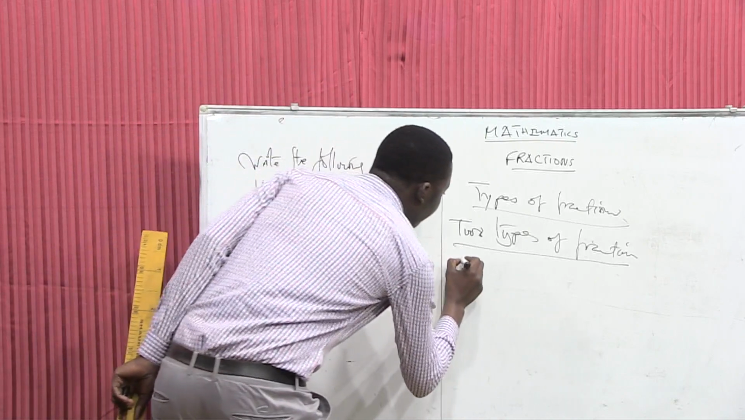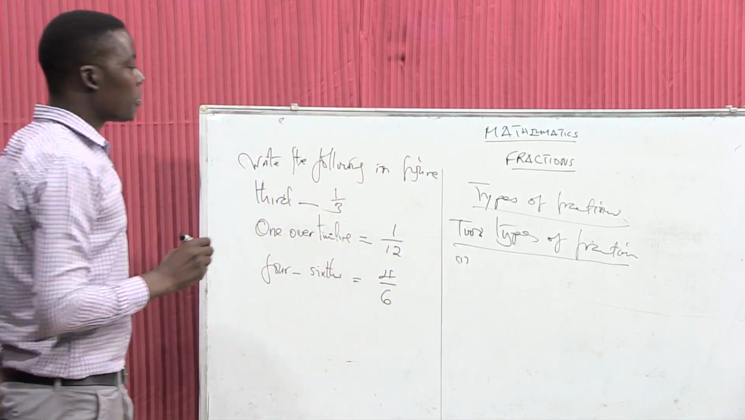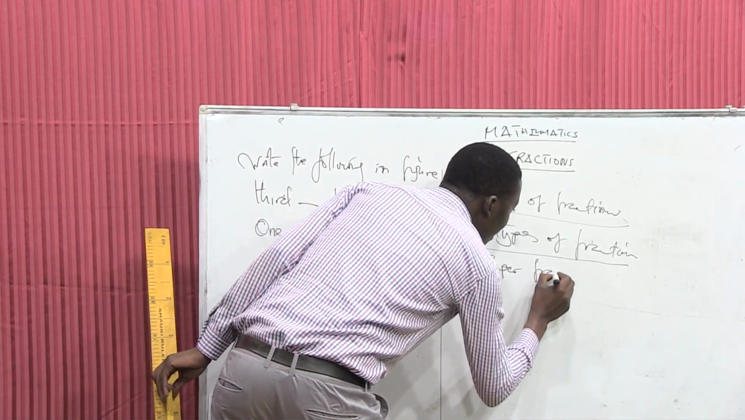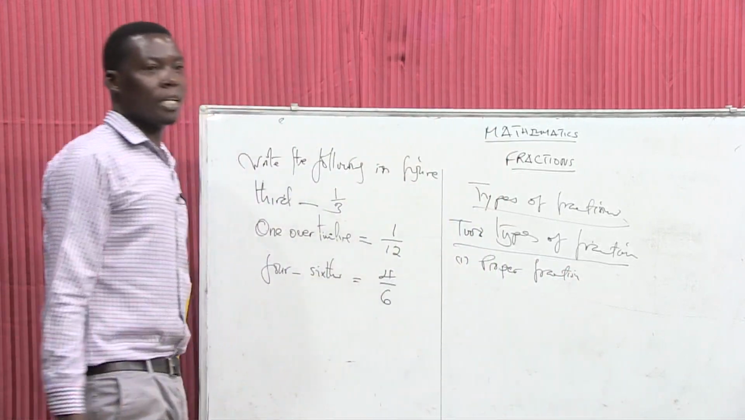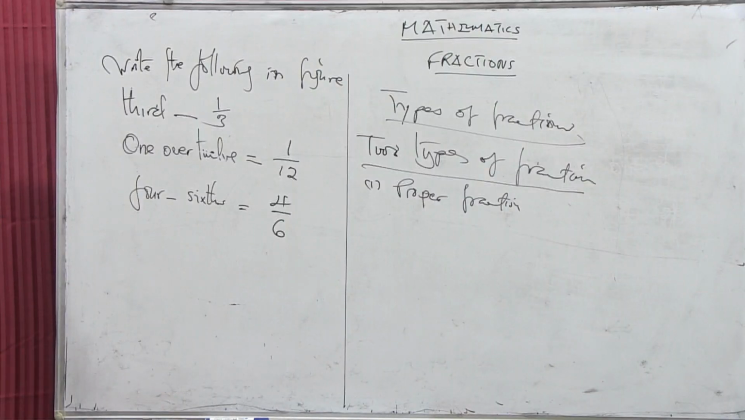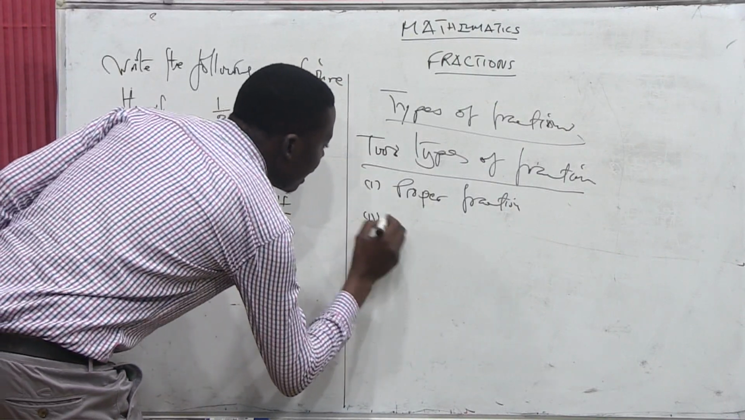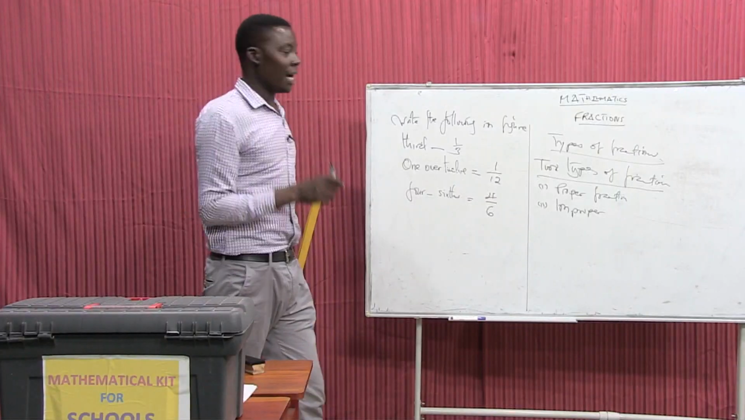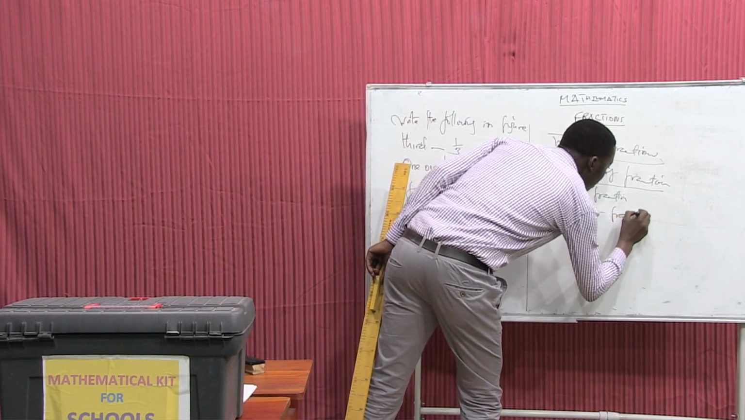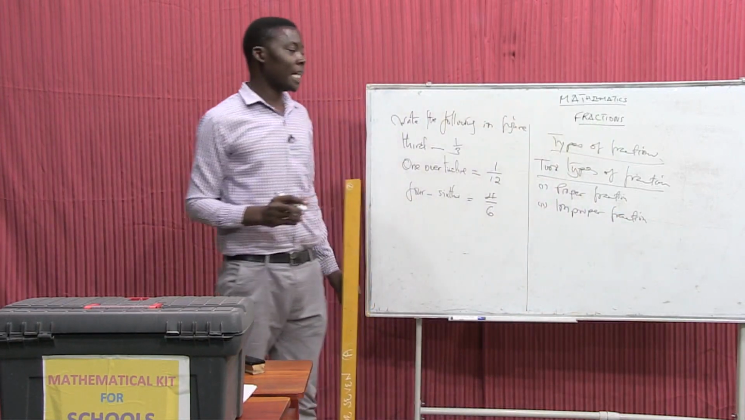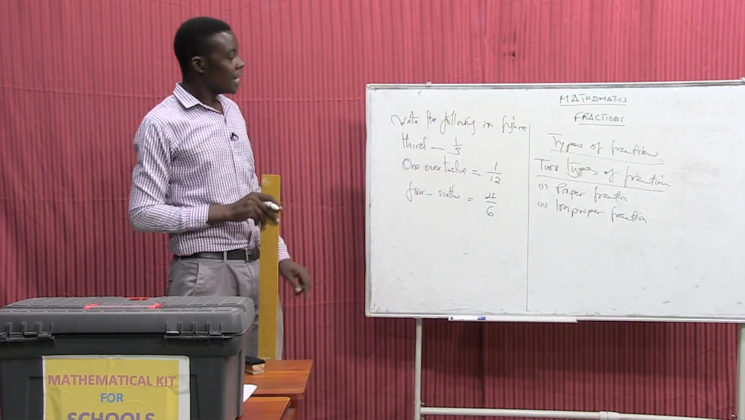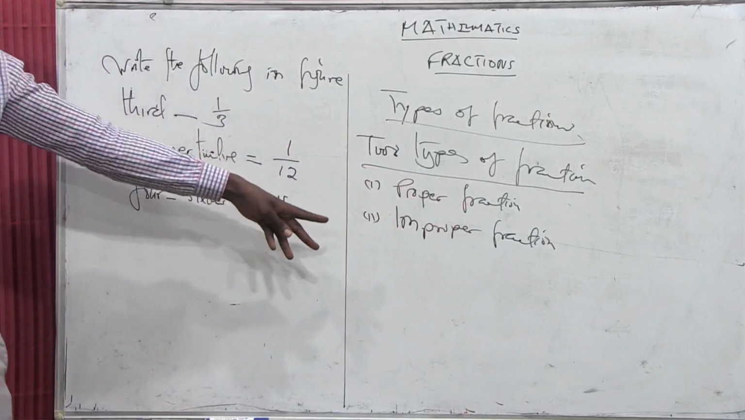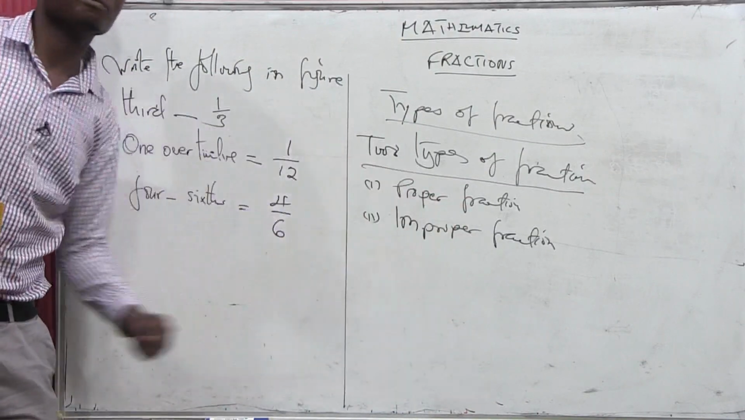One is proper fraction. Another one is improper fraction. Proper fraction and improper fraction. So these are the two types of fraction. What is a proper fraction and what is an improper fraction? What differentiates one from the other?